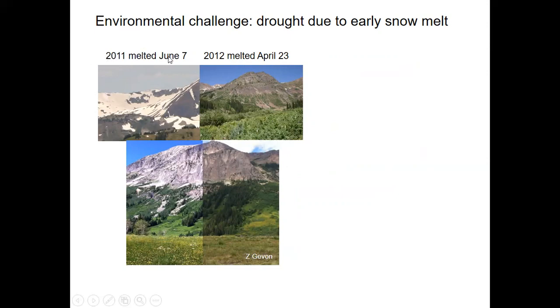2011 was a late snowmelt year. 2012, a very early year. This is almost the same view of some of our study site regions, taken on the same calendar day in those 2 years. Note far more snow here than here. And this is a view again of 2011 versus 2012 on the same calendar day. And note the very low vegetation in that drought year.